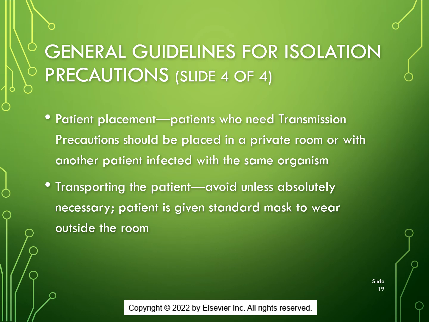Place a patient in need of transmission-based precautions in a private room. An exception can be made if another patient has the same type of infection, then they can be roomed together. Avoid transporting the isolation patient unless necessary. If transporting is unavoidable, give the patient a standard mask to wear while outside of the room.